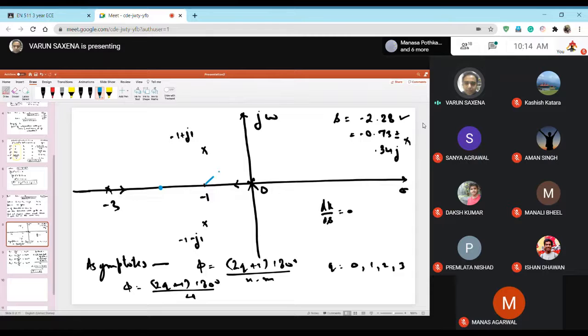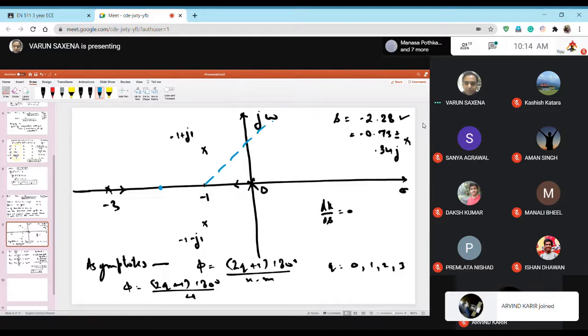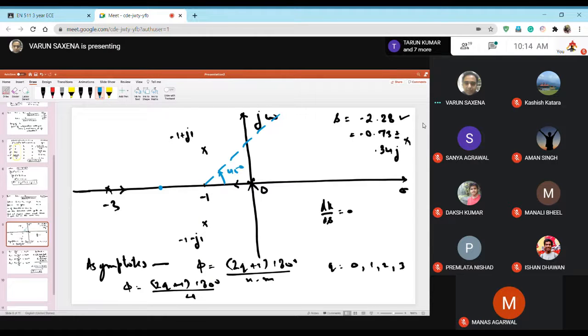So from minus 1, we create these asymptotes. One is at an angle of 45 degrees. The other is at an angle of 135 degrees, so that 135 degree line will go like this. The other is 225. They're going to be like a crisscross, and the other one is going to go like this. So these are the four asymptotes.